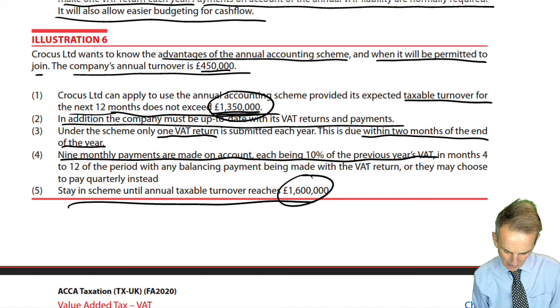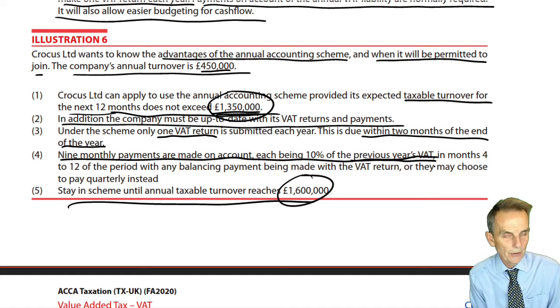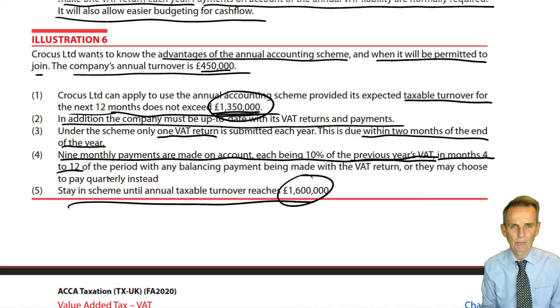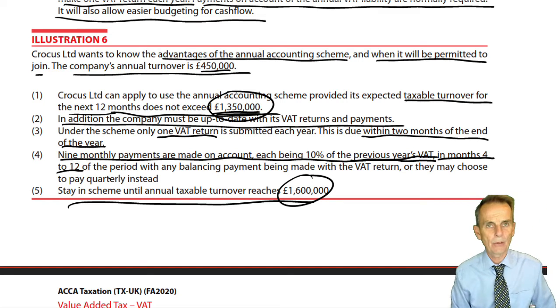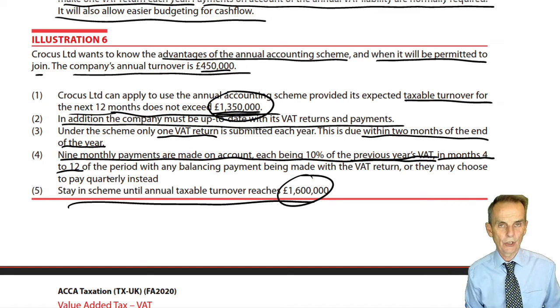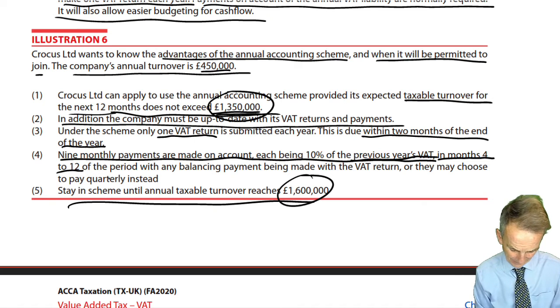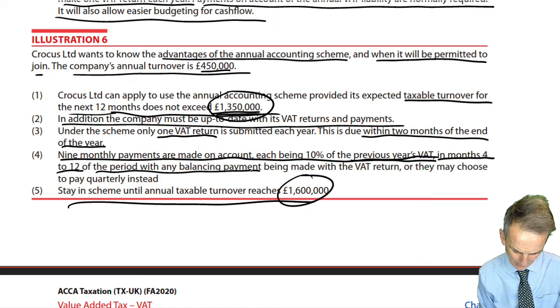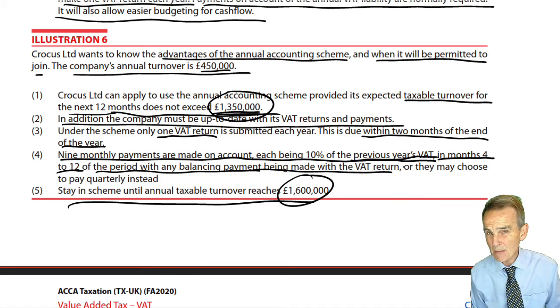So each being 10% of the previous year's VAT, we'll know at this point what the previous year's VAT was, and those payments will be made in months 4 to 12. So our first one at the end of month 4, we've got to make that payment of 10% of the previous year's total VAT liability, and then continue with 8 more through to month 12. So in months 4 to 12 of the period, with any balancing payment, could of course be a repayment.